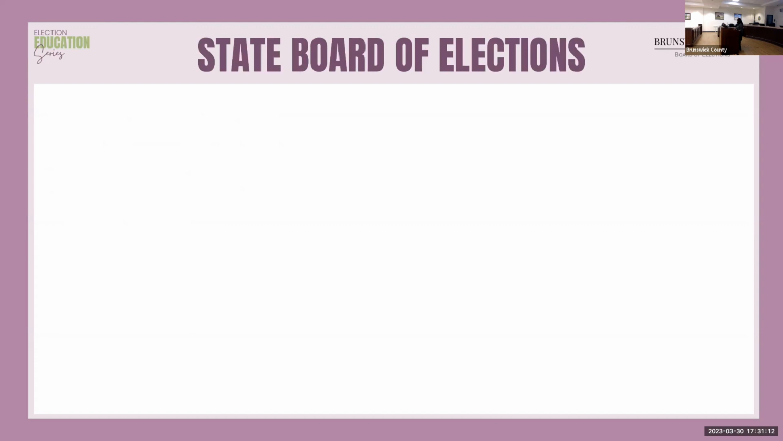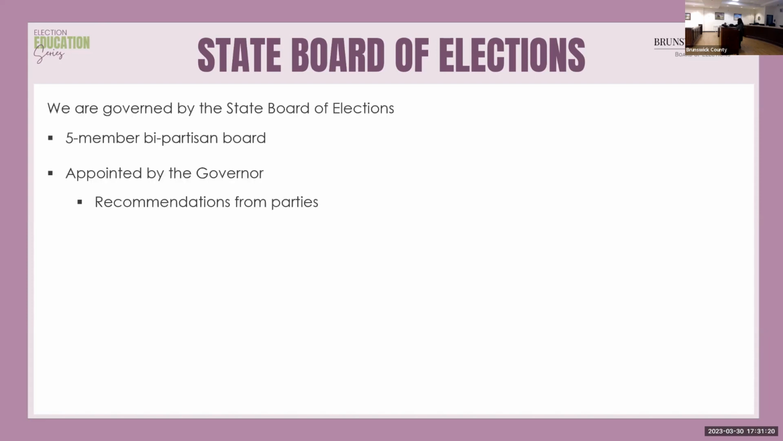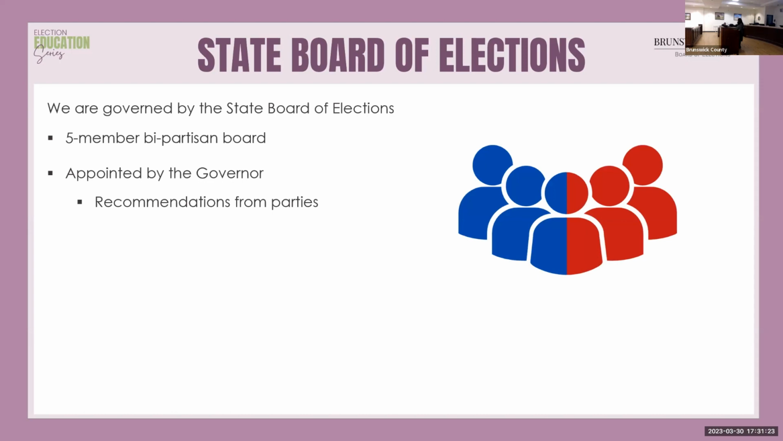All right, so the State Board of Elections, we're governed by the North Carolina State Board of Elections, which is a 5-member bipartisan board that is appointed by the governor at the recommendation of the parties. So the state party chairs of the 2 political parties submit a list of 4 nominees who are affiliated with that political party. The board serves a 4-year term, and no person may serve more than 2 consecutive 4-year terms. The majority is the same party as the governor, so currently we have 3 Democrats and 2 Republicans on the State Board of Elections.